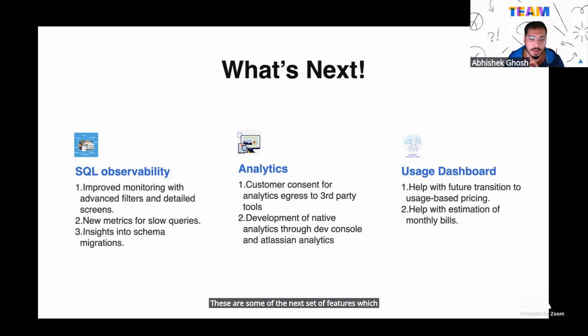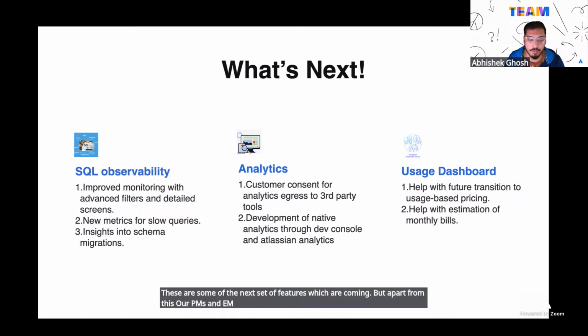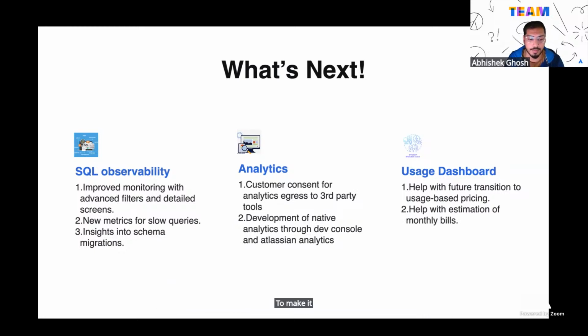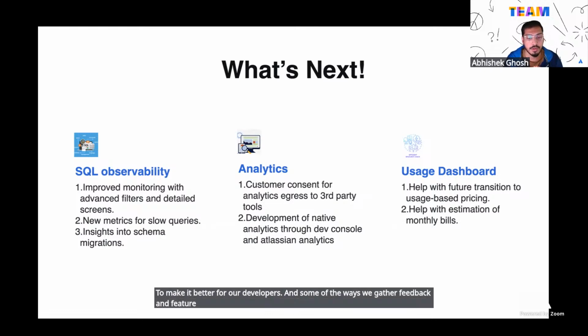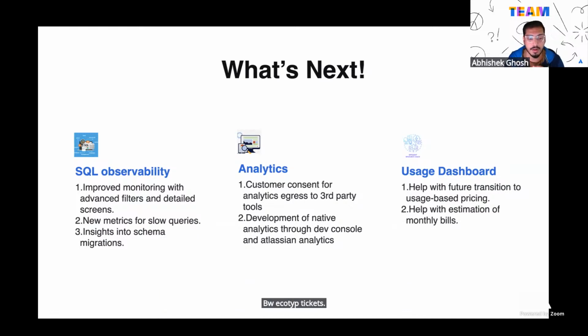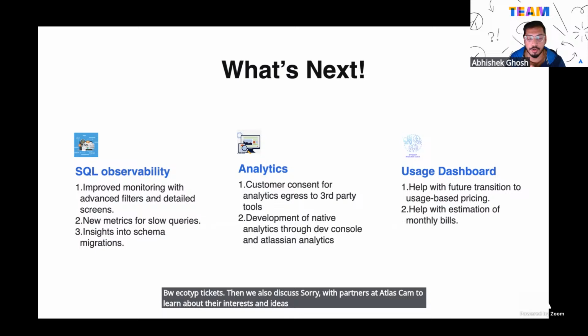But apart from this, our PMs and EMs are always looking for new features that can be added to the console to make it better for our developers. And some of the ways we gather feedback and feature requests from our Forge developers is we use the feedback tool in Developer Console. We read posts from developers on CDAC to see their concerns. We review eco dev tickets. Then we also discuss, sorry, with partners at Atlas Camp to learn about their interest and ideas for improving the developer console in general.